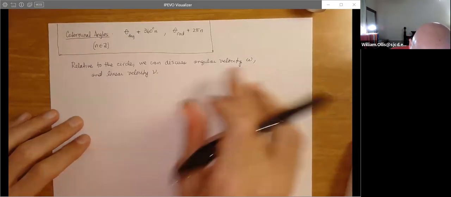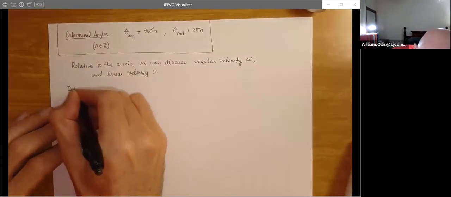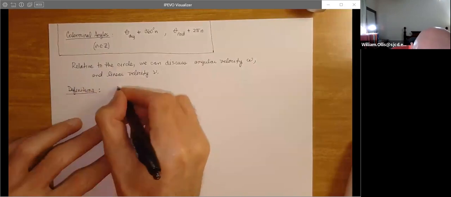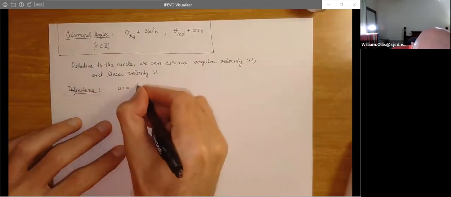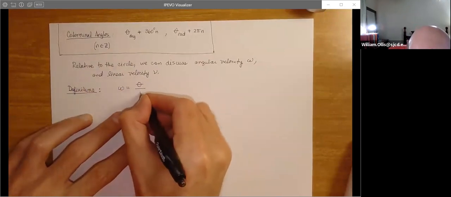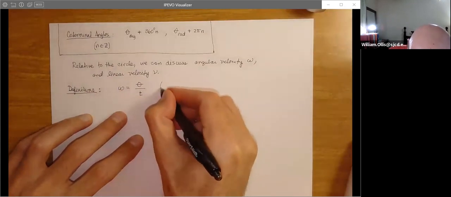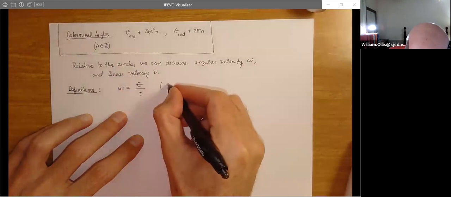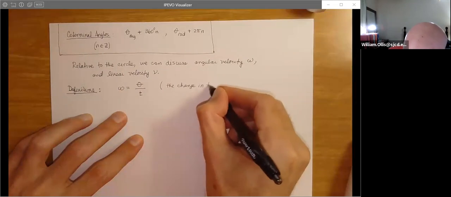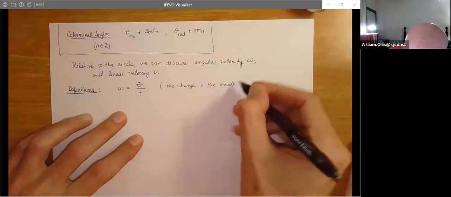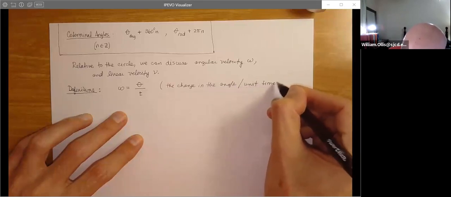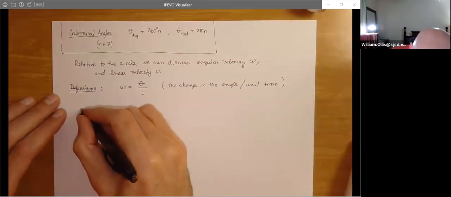So what we think of in this case, here are our definitions. We'll think of angular velocity as being an angle theta per unit time. So this is basically the change in the angle theta per unit time. So again, we can think about a circle.